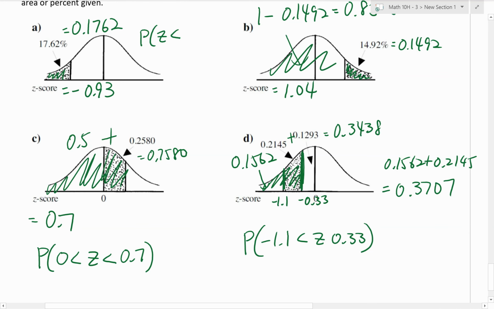For this one, we found the Z-score, in this case negative 0.93, but we're looking at the area less than that, so the Z-score has to be less than negative 0.93. And this one is going to be the probability that the Z-score is greater than 1.04, and that is 14.92%.